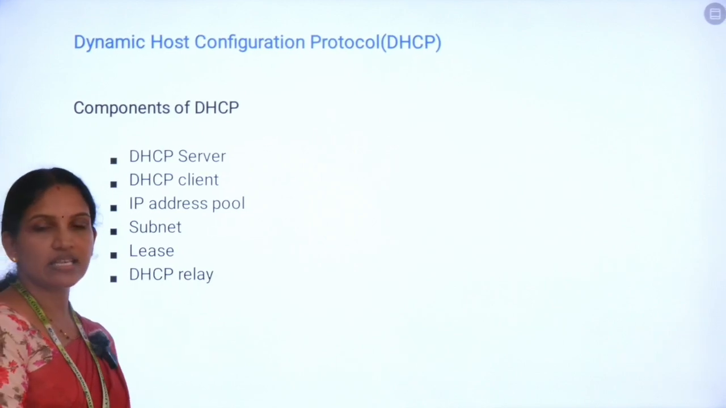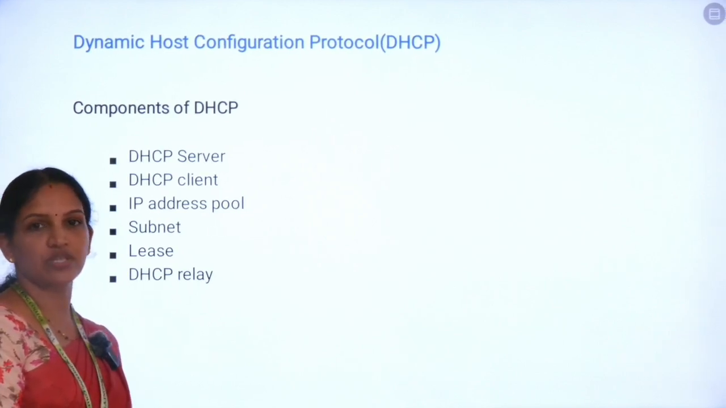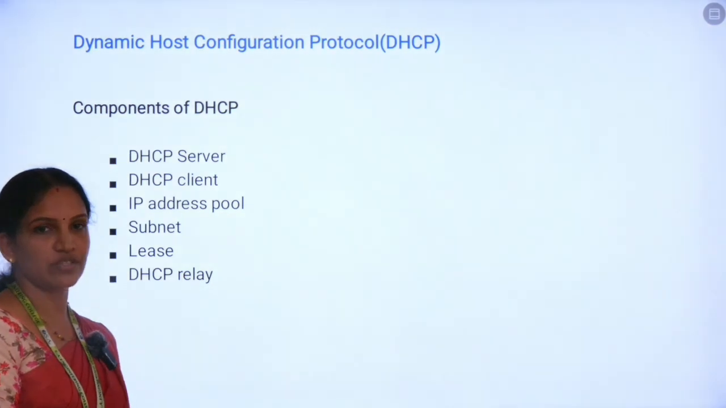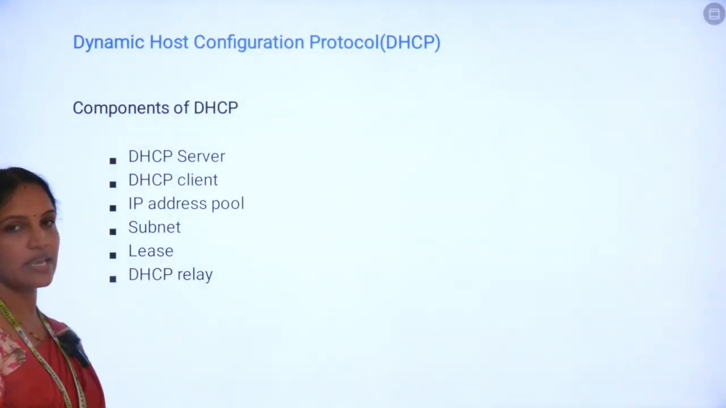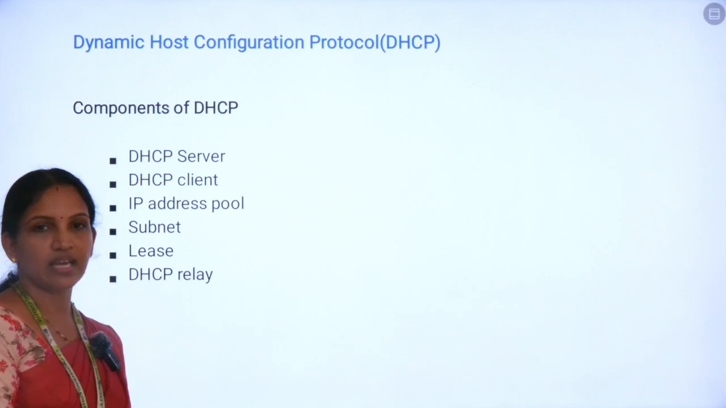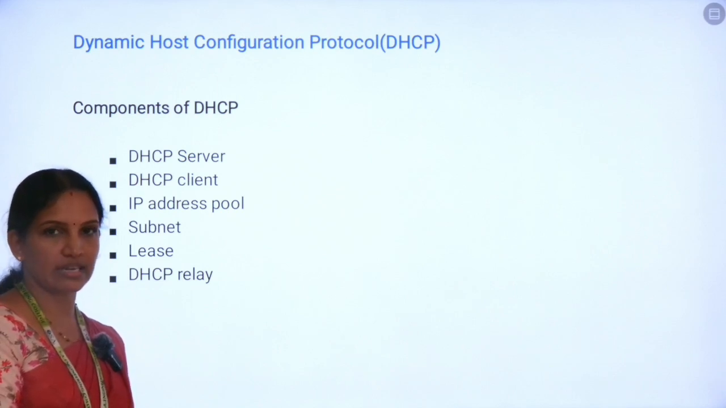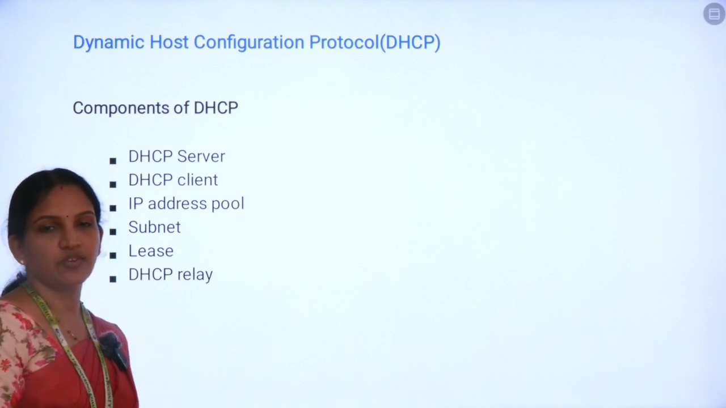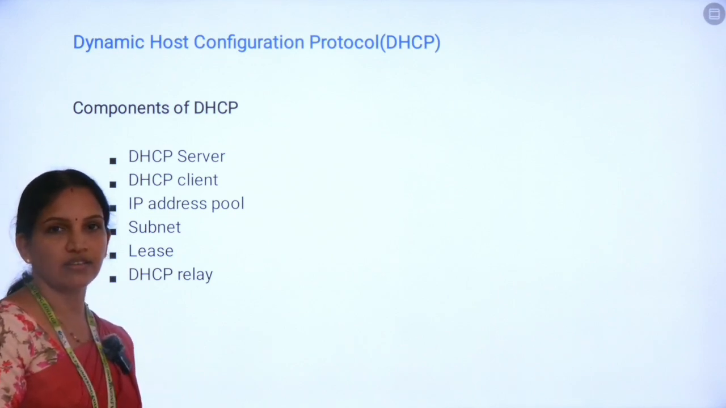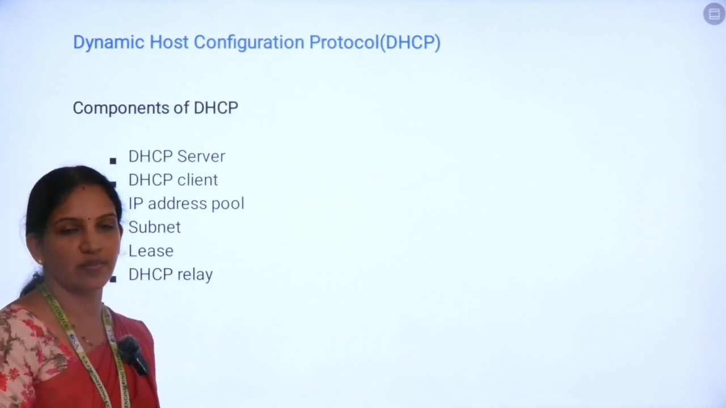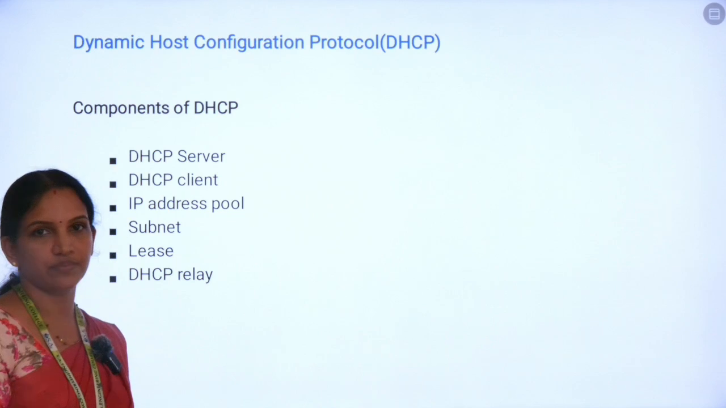Then lease is the time for which a client can use an IP address. So once the lease time expires, it has to renew it. Next one is DHCP relay. DHCP relay is an agent that can be used when the server and client are on different networks. So what happens is the DHCP relay agent will be responsible for forwarding the request and response between the DHCP client and DHCP server when they are on different networks.